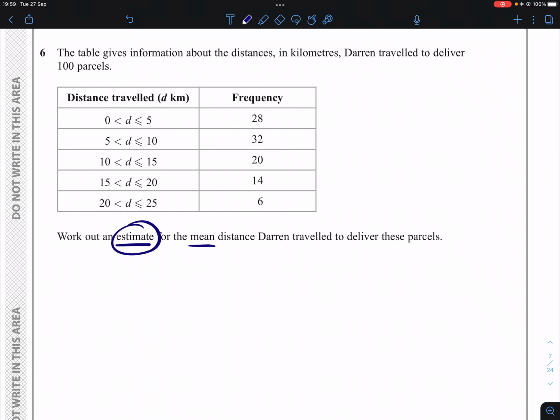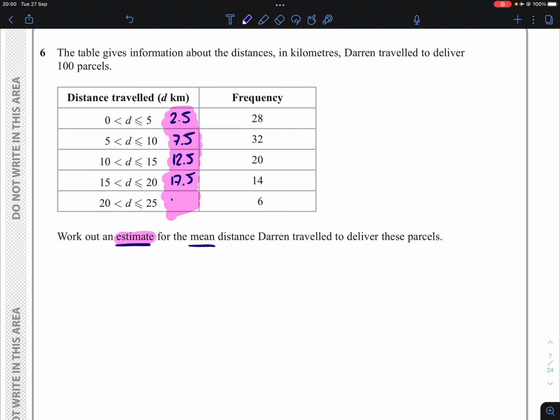The reason we're going to end up with an estimate is because we have these groupings. We're not going to have an exact answer because, of the 28 deliveries that were between 0 and 5 kilometers, we don't know exactly how long each one was. So in order to deal with this estimate, we take the midpoint of each group. What better estimate of a distance between 0 and 5 than 2.5? What better distance between 5 and 10 than 7.5, and so on, so forth.